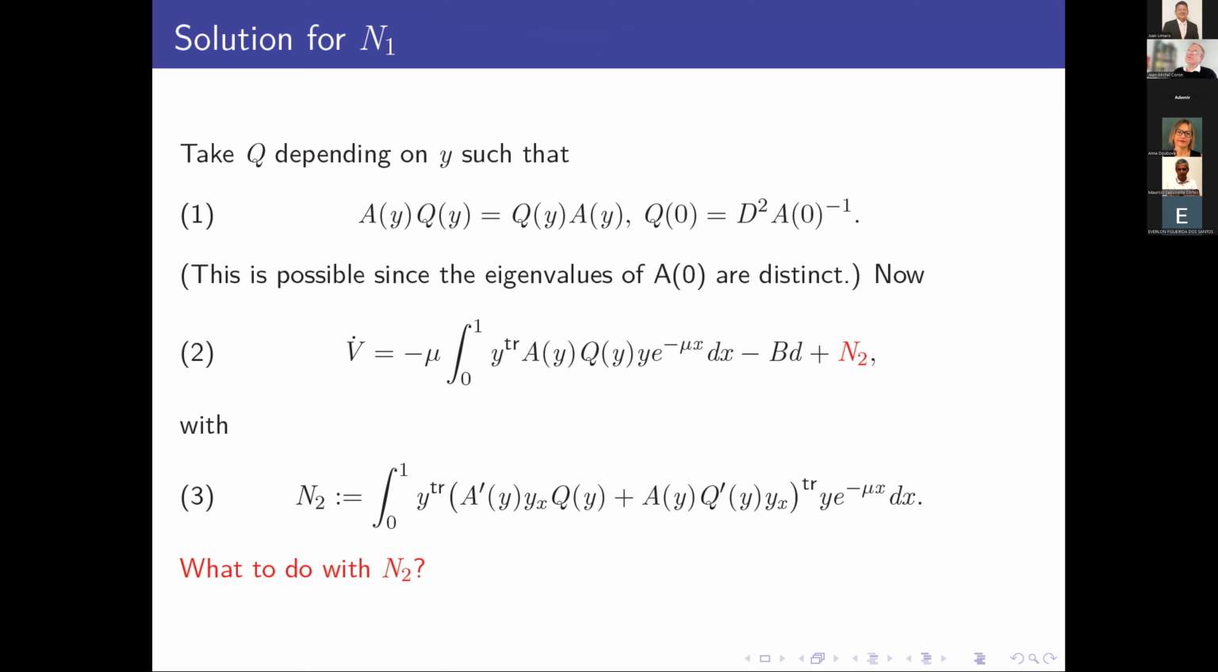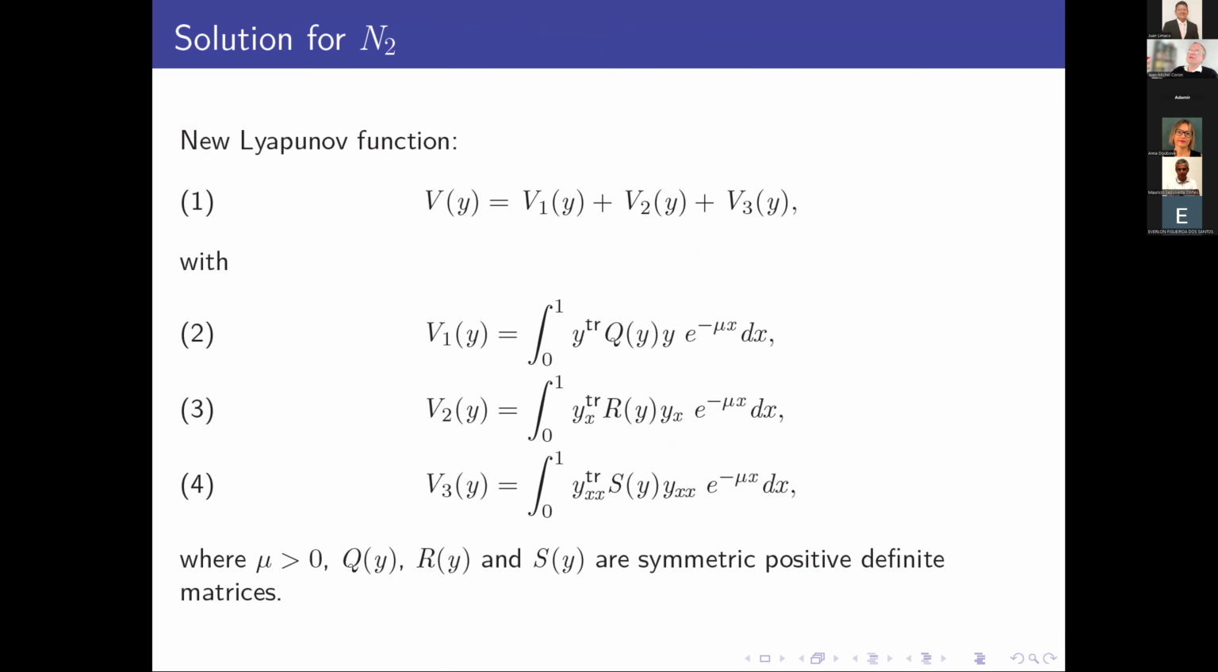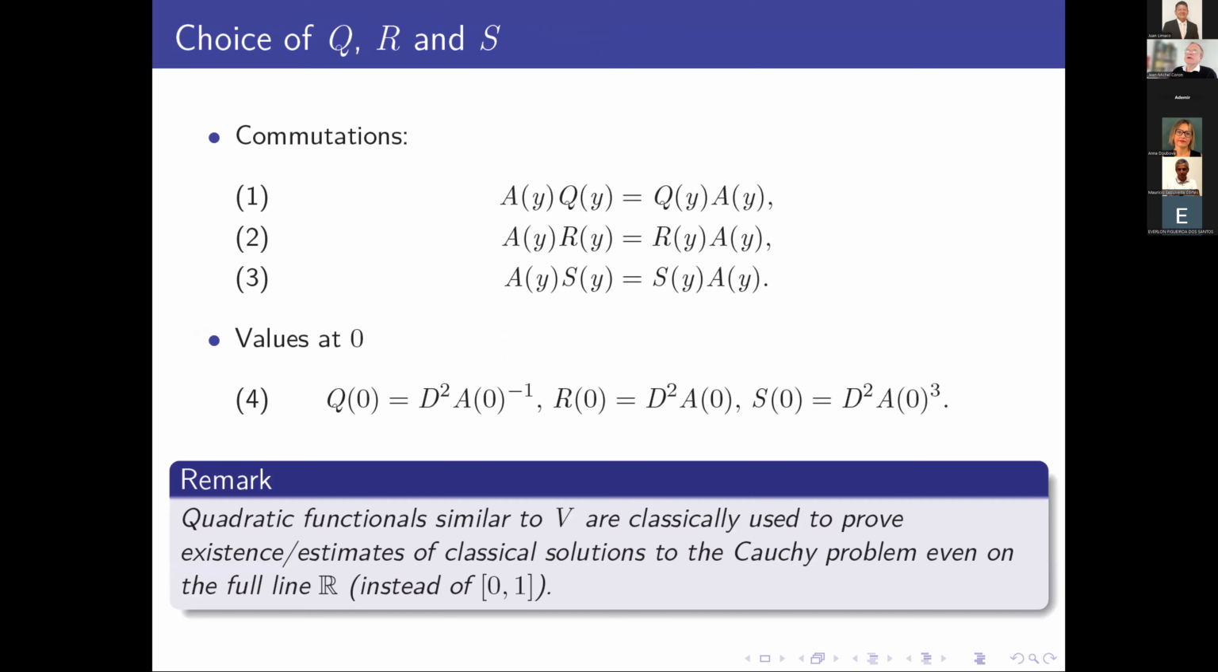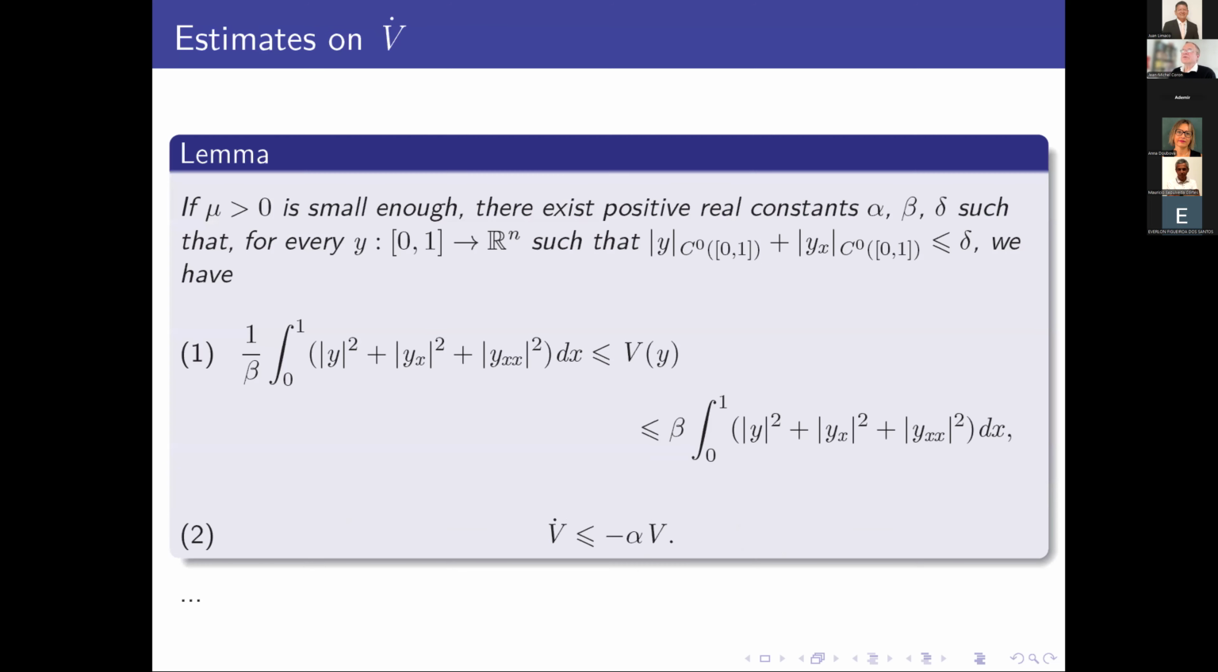And in order to handle this problem, you have to keep going. That is, you have to do the same for the first derivative and the second derivative. So we consider V2, V3, where Q of y and S of y are going to commute with A of y again and satisfy some property at 0. And then you get that V dot is less than or equal to minus alpha V, and you can get some estimate on alpha. And this gives you the exponential stability with the estimate on alpha, in fact.